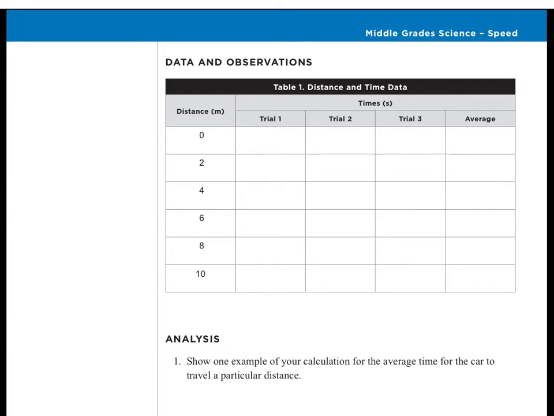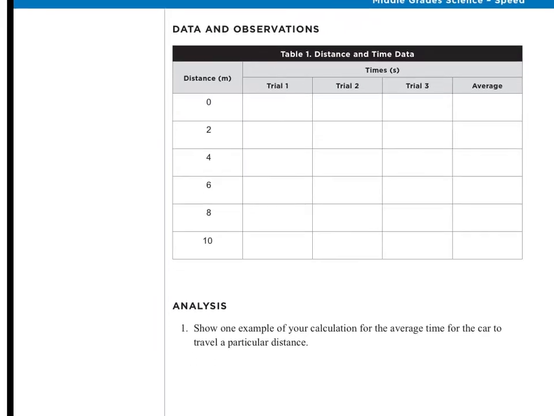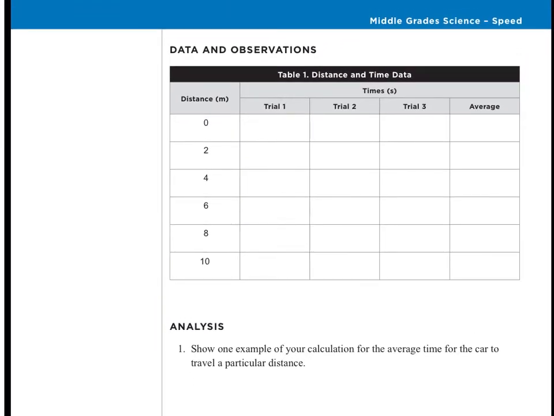So the first is, of course, recording our observations, which I'm going to put in here real quick, and then we'll move on from there. At zero distance, of course, we had no time because our car was not moving, and we wanted to do at least 2 to 3 trials and then get an average. And so these are my averages.